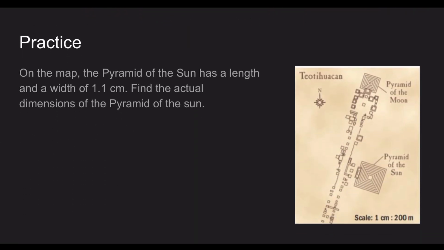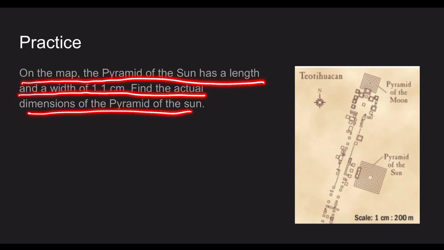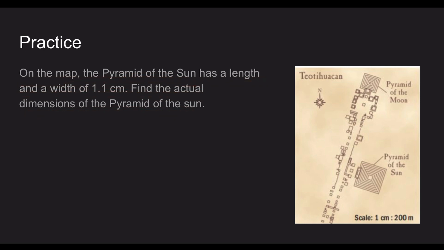Why don't you guys go ahead and pause for this one and see how you do. All right, hopefully you paused. It's saying that on the map, the pyramid of the sun has a length and width of 1.1 centimeters. Find the actual dimensions of the pyramid of the sun. So it's saying that this width right here is 1.1, and this length right here is 1.1. Now, you might be thrown off. I hope you didn't think that it meant that you were trying to find 2.2. You don't add them together. It's just saying it's 1.1 times 1.1. So we only really need to find one of those, since they're the exact same.